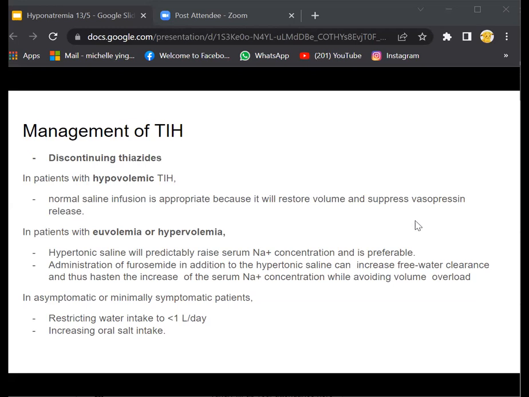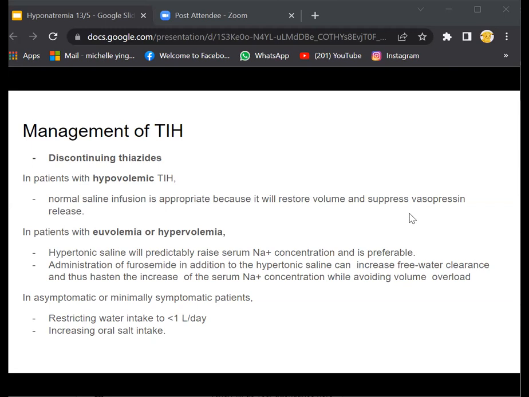For patients with euvolemia or hypervolemia, hypertonic saline will predictably raise the serum sodium concentration and is preferable. Administration of furosemide in addition to hypertonic saline can increase the free water clearance and thus hasten the increase of the serum sodium concentration while avoiding volume overload.